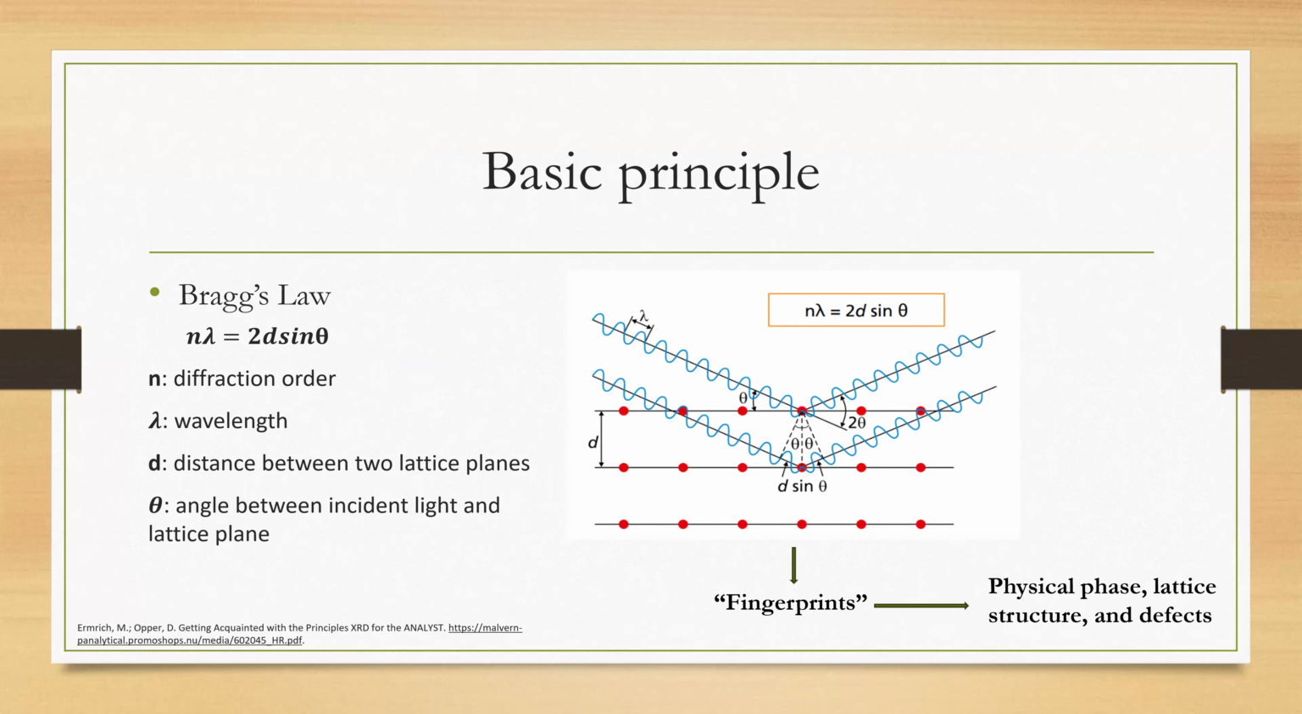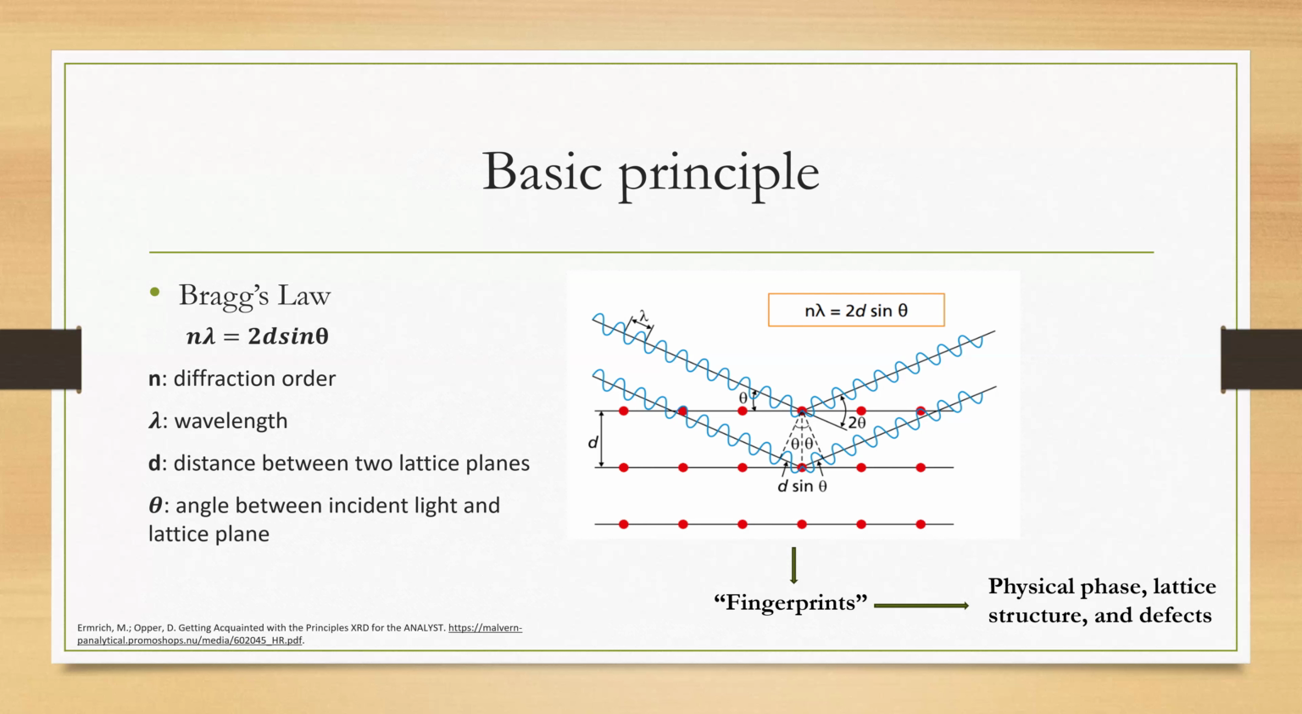The fundamental theory underlying powder XRD is called Bragg's law, expressed as nλ = 2d sinθ. Here, n is an integer, which is the diffraction order. λ is the wavelength of the X-ray. d is the distance between lattice planes, and θ is the angle of incidence.